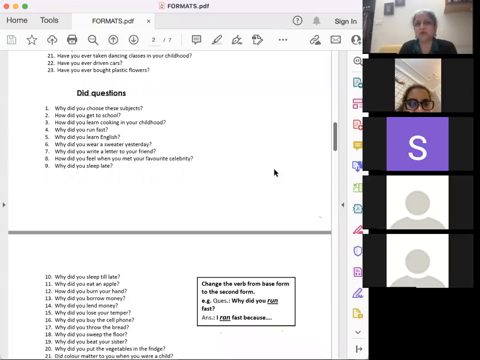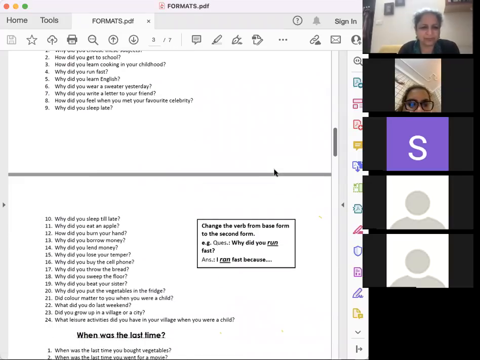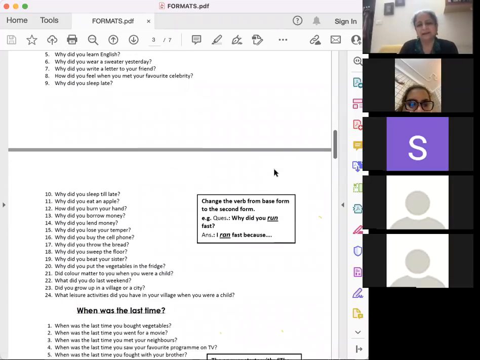Why did you throw the vegetables? I threw the vegetables as it was spoiled. I threw the vegetables because they had rotted. Okay. Rotten भी बोल सकते हैं.